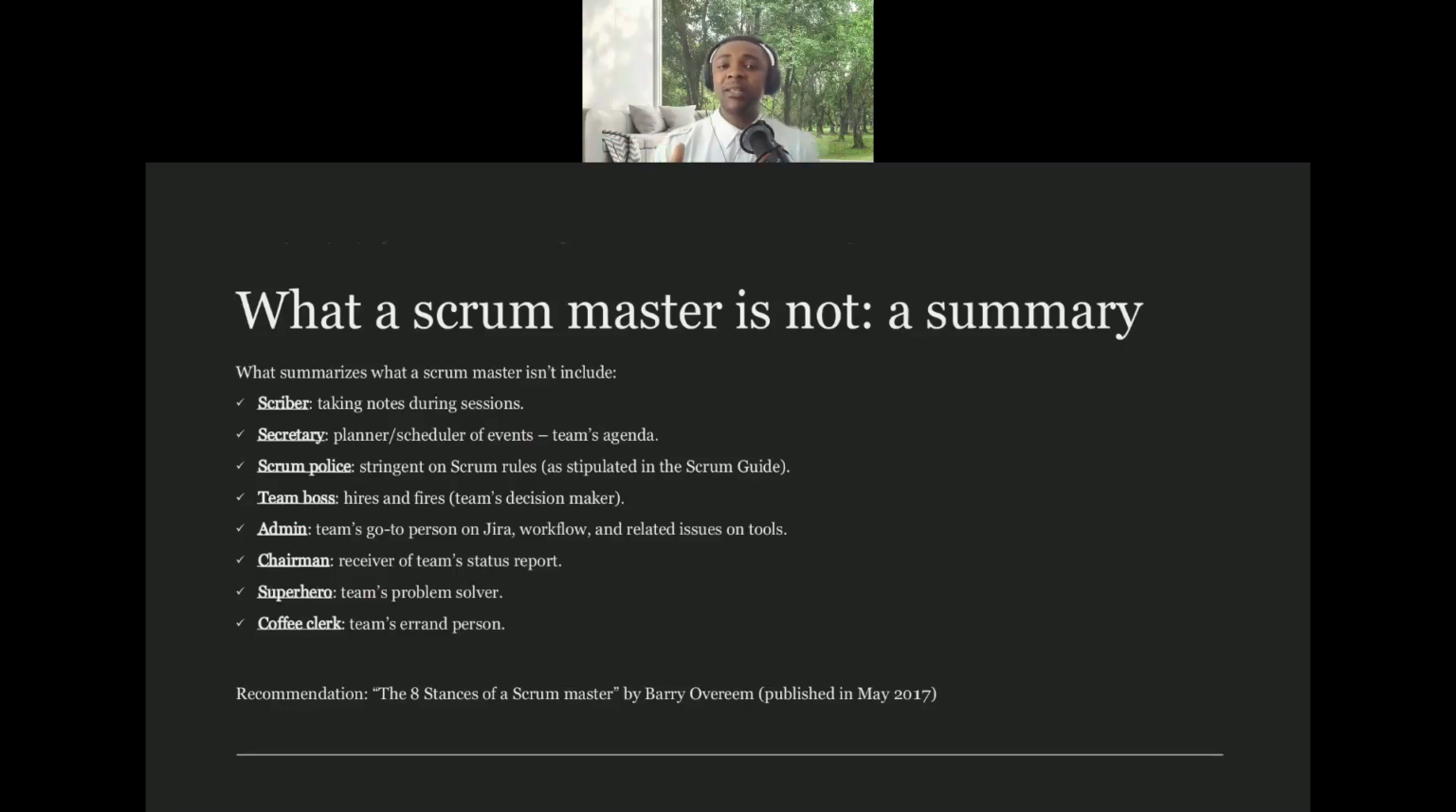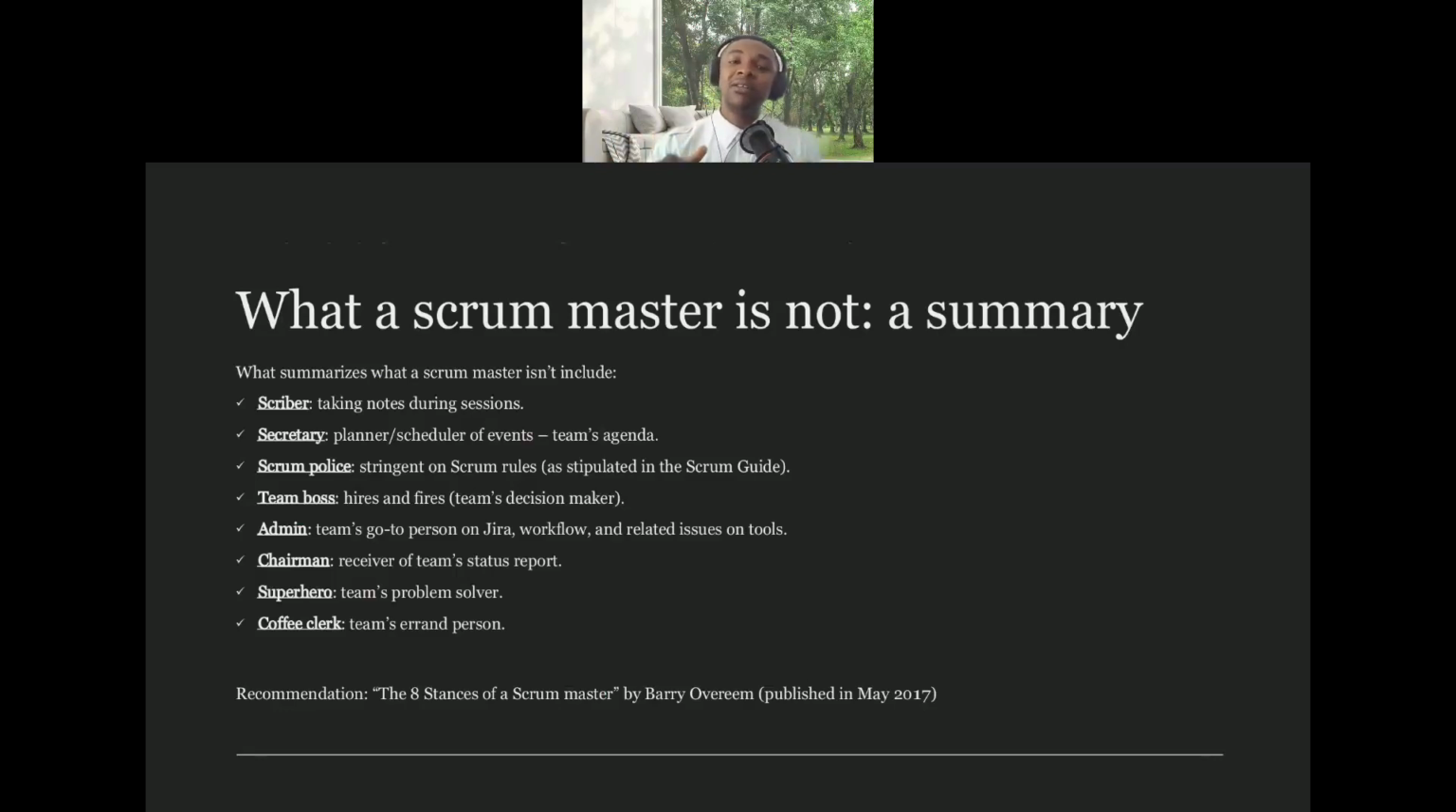What a secretary is, in other words, someone who is planning the agenda, someone who is always kicking off meetings. A Scrum Master could schedule meetings, right? Like all the Scrum ceremonies, the daily stand-up, the sprint planning, and all the ceremonies we have. But it is not a secretary job. A Scrum Master is not a secretary. In other words, someone who is always reaching out to stakeholders to know their agenda or their schedule. That is not a Scrum Master responsibility.